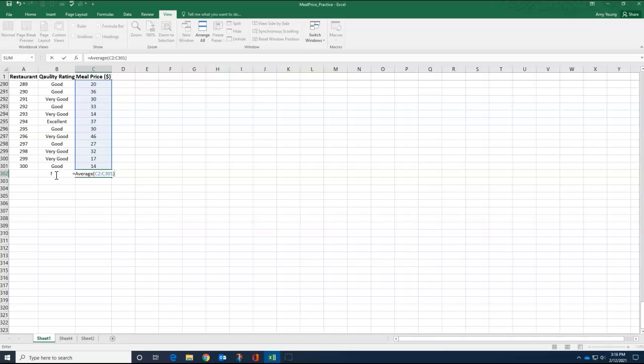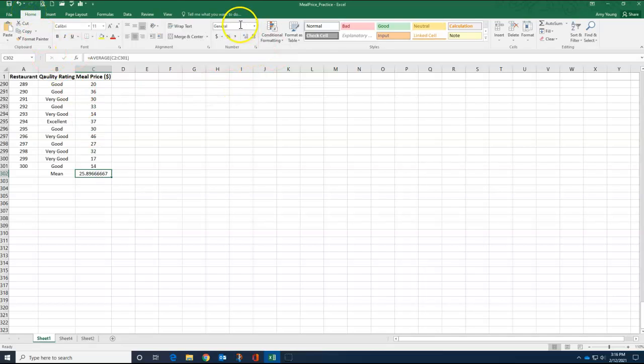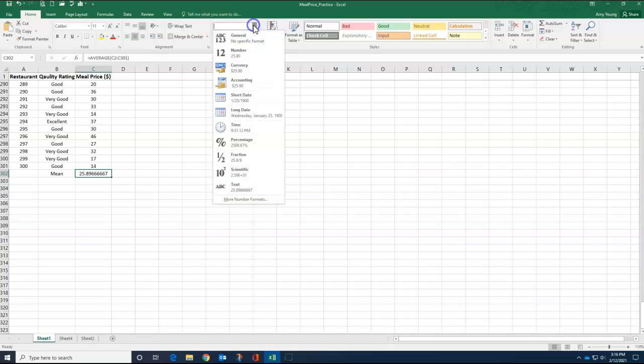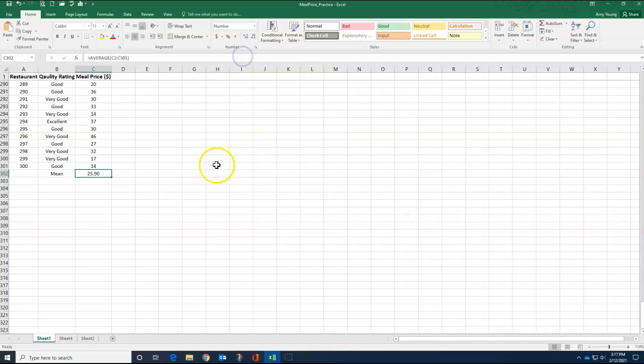Notice that that entire range is now highlighted, and then I can press enter and we find that the average meal price for these restaurants is $25.8999. That's a pretty kind of ugly number there. So what we can do to make that a little bit prettier is come over here to Home, and where it says General up here at the top, just click the dropdown and choose Number, and it automatically rounds it to 2 decimal places, makes it a lot prettier to look at.